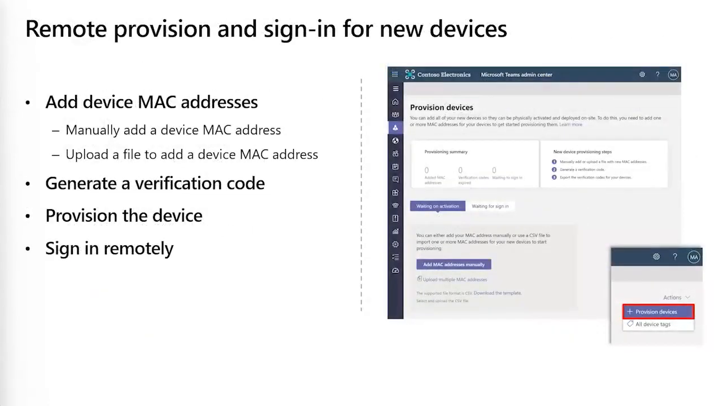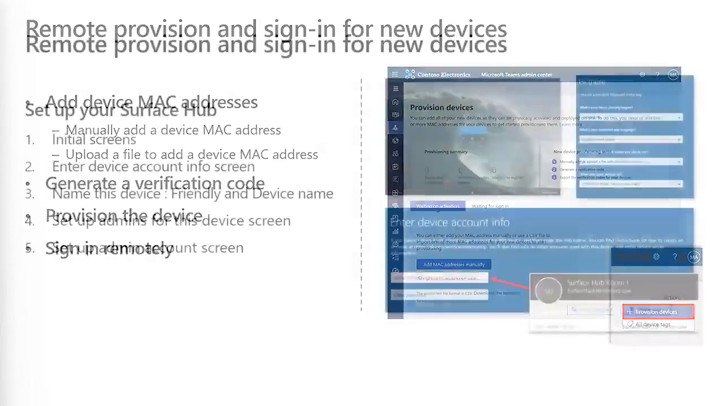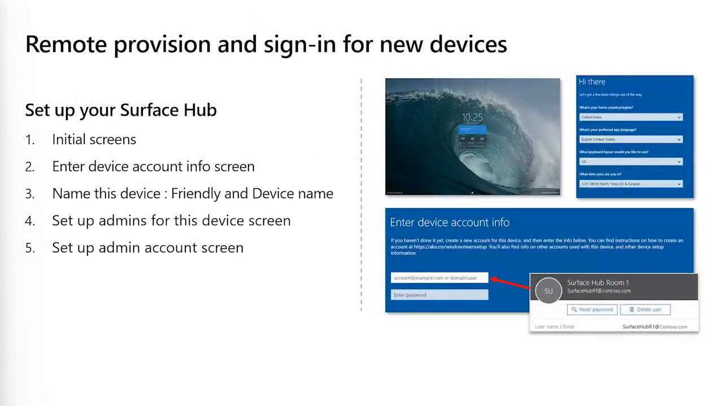We can set up remote provision and sign-in for new devices based on the device's MAC address. We get a verification code which we would enter at the device. We can add MAC addresses manually or upload multiple MAC addresses in a CSV file. Here's what remote provision looks like and sign-in for new devices.